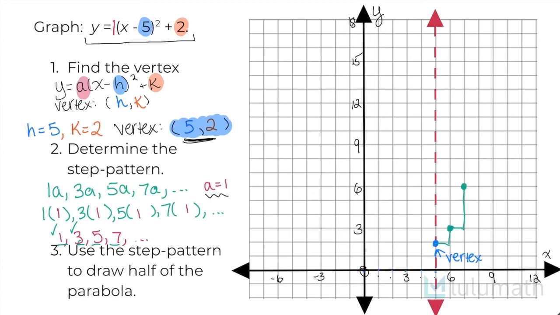And then my next point will be to the right 1 and up 5, 1, 2, 3, 4, 5. And generally this is sufficient, but if you have space, keep going. So I'll go to the right 1 and up 7, 1, 2, 3, 4, 5, 6, 7. Here's half of my parabola.